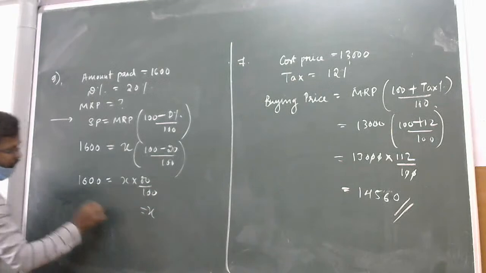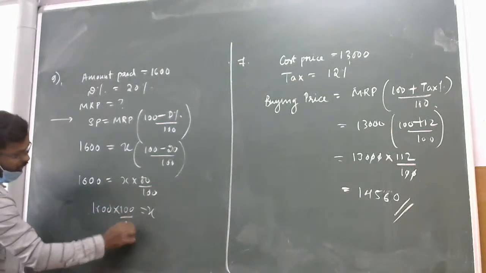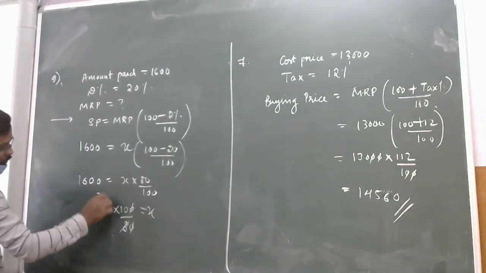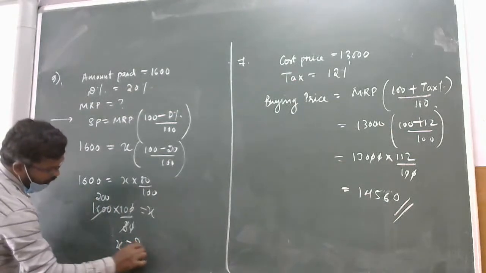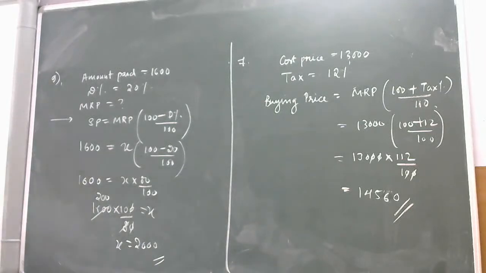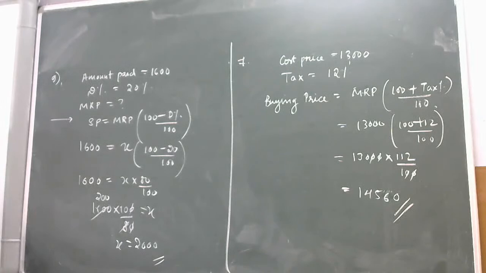So X will be equal to 2,000 into 100 by 80, which is 200. So X will be equal to 2,000. So the mark price is 2,000. So MRP is 2,000. And if we give 20% discount on the 2,000, it will be 400 rupees. And if he is giving 400 rupees discount, obviously he is paying 1,600.